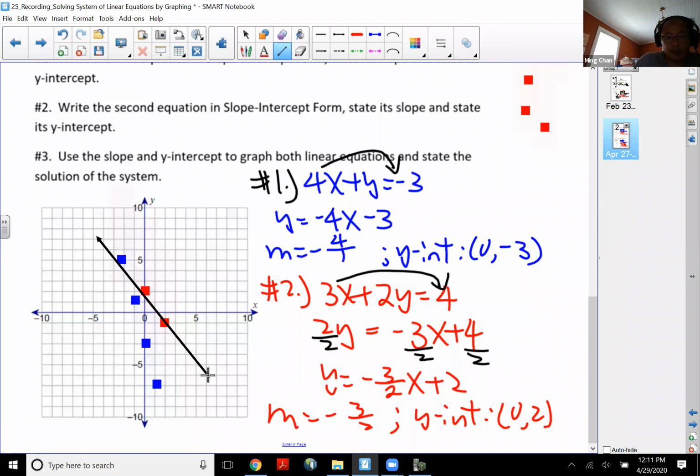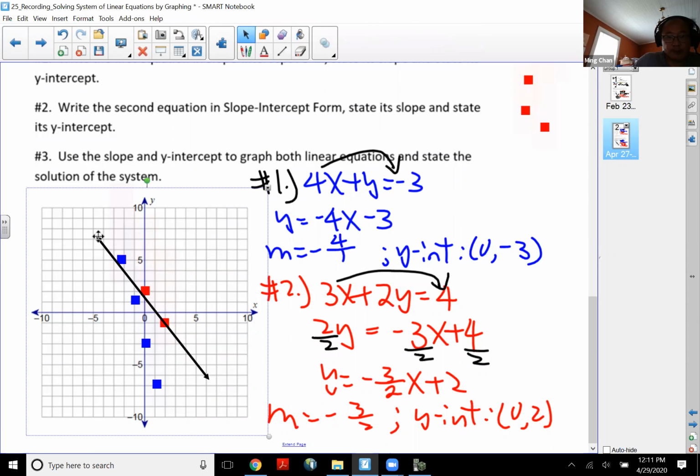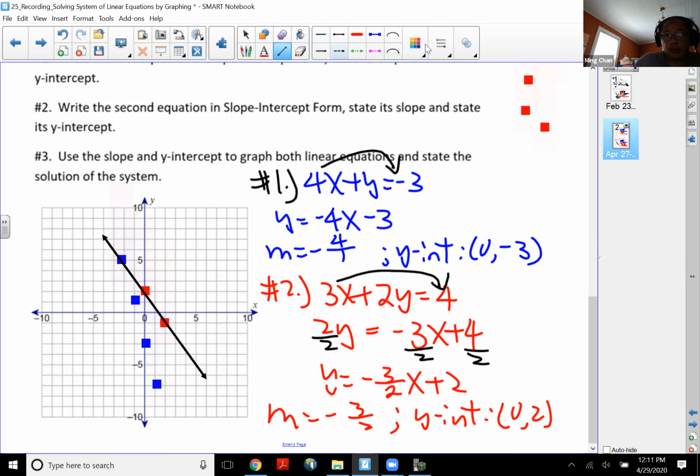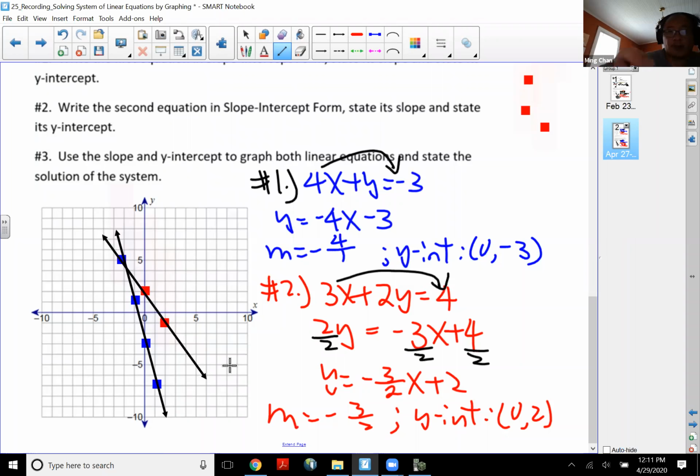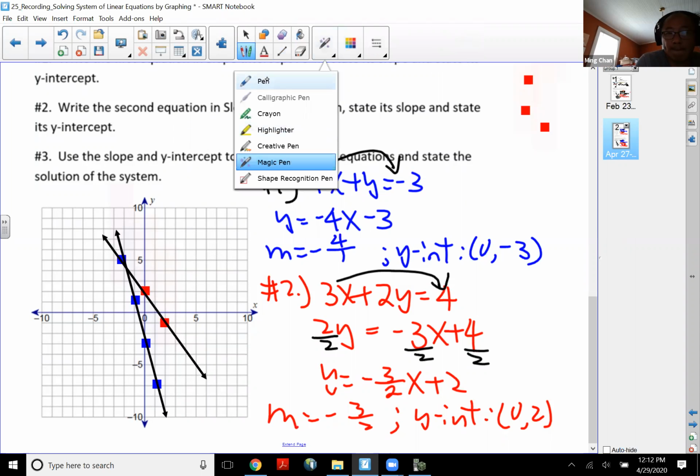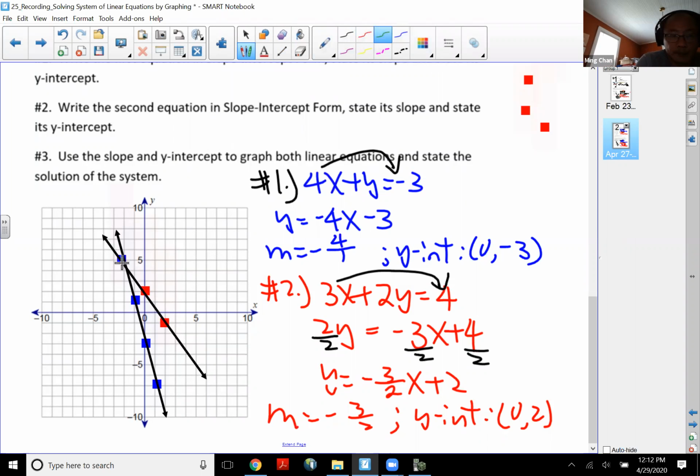So one goes this way, and one goes the other way. All right, so this point of intersection, this point is to the left 2 from the origin and up 5. So that point of intersection is (-2, 5). So you got to state the point of intersection as well, okay?